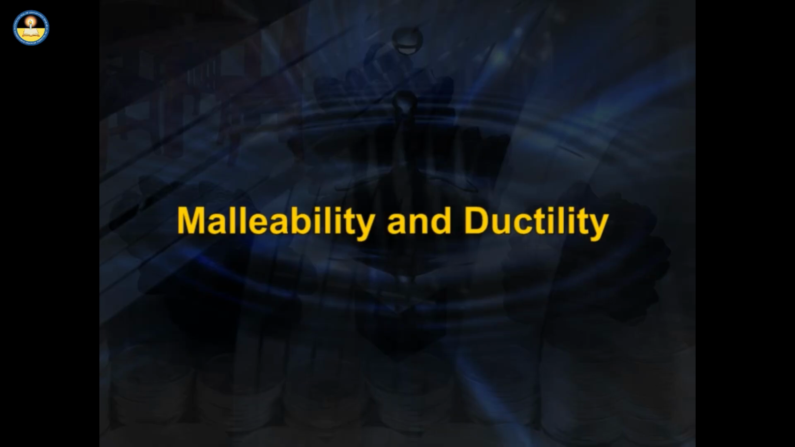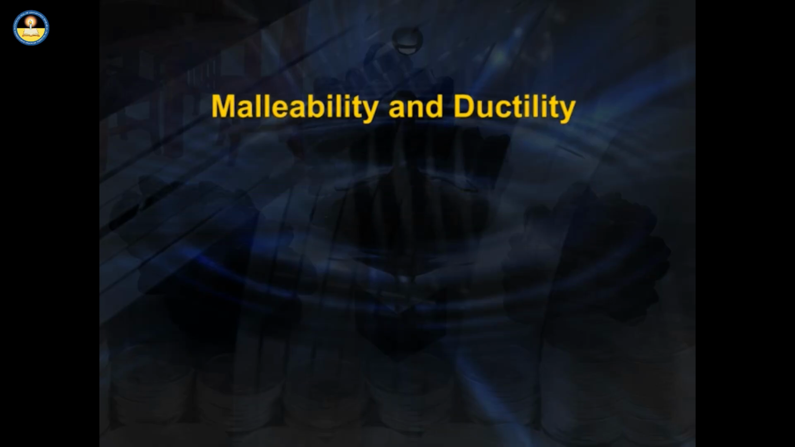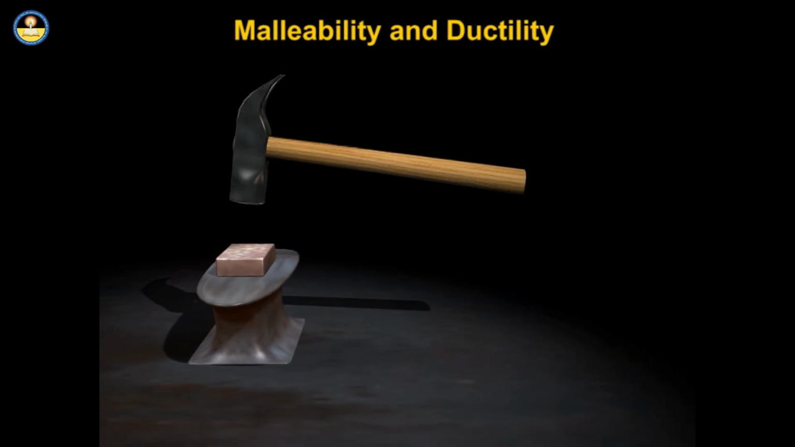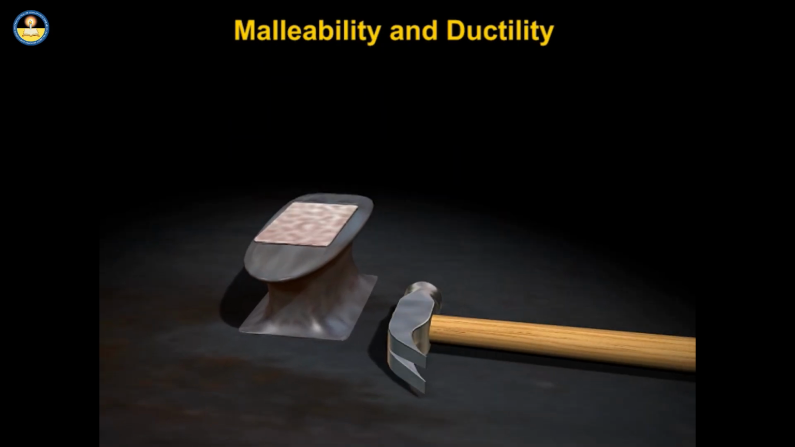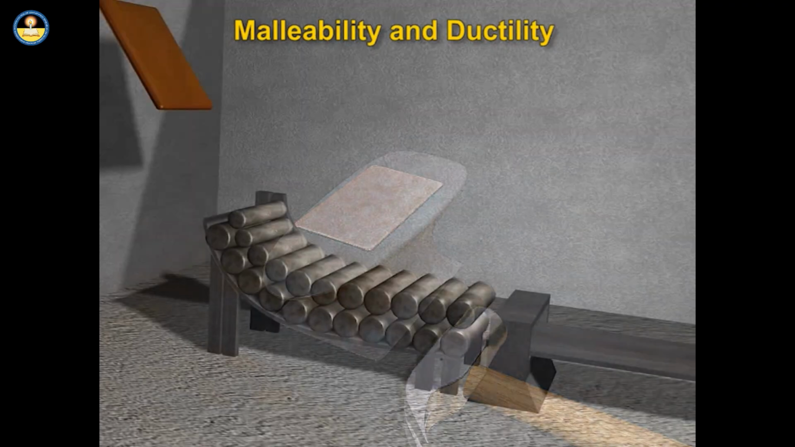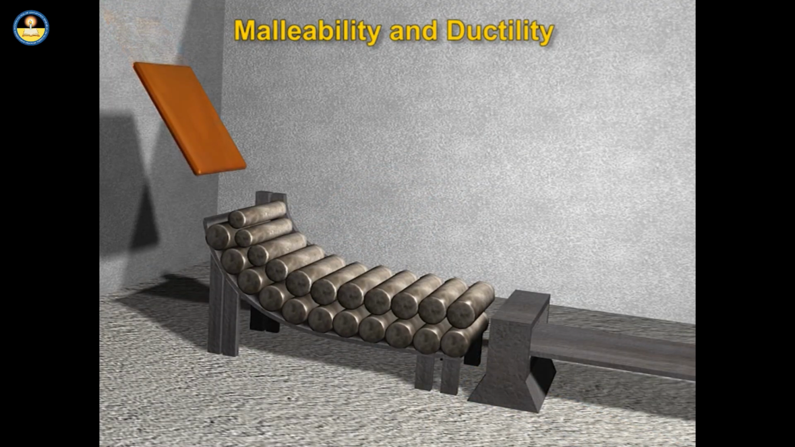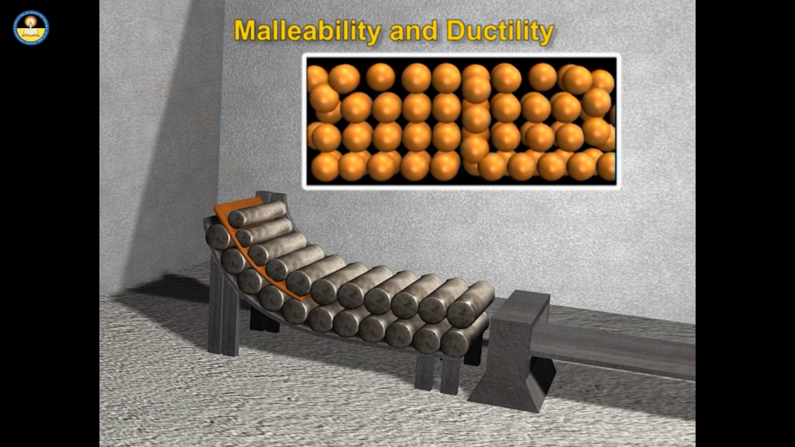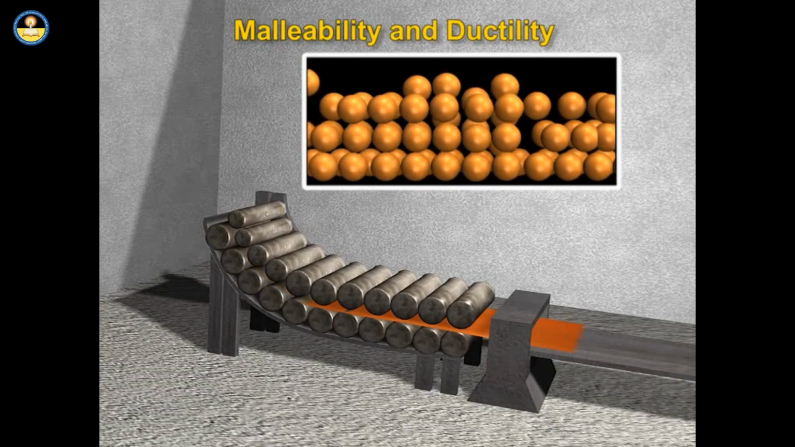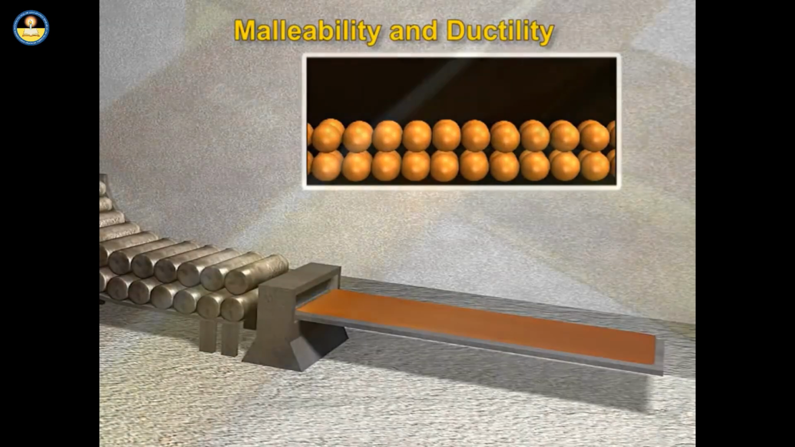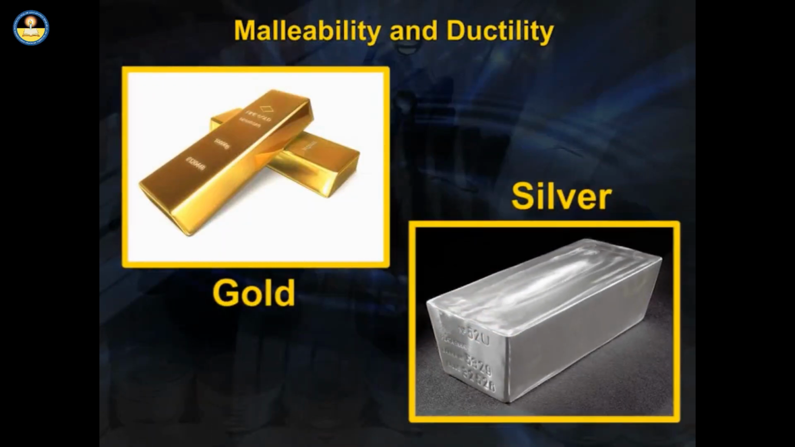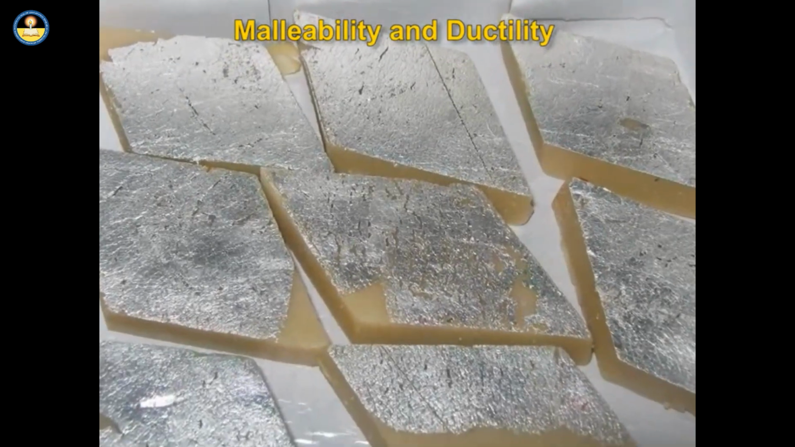Malleability and ductility. Metals are malleable. Metals can be hammered or beaten into thin sheets without breaking. Malleable means that metallic bonds in the metals do not break easily. They rearrange to form a sheet. Gold and silver are highly malleable elements. Silver foils are used to decorate Kaju burfis.